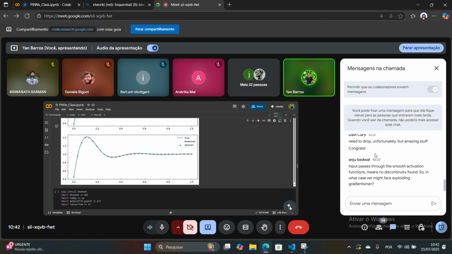I have more questions on the chat. Andrew Bedwell: input passes through these multi-activation functions means no discontinuity found. So in what case we might face exploding gradients? Yeah, this is a good question. Sometimes we have some weird behaviors when the neural networks get an error.